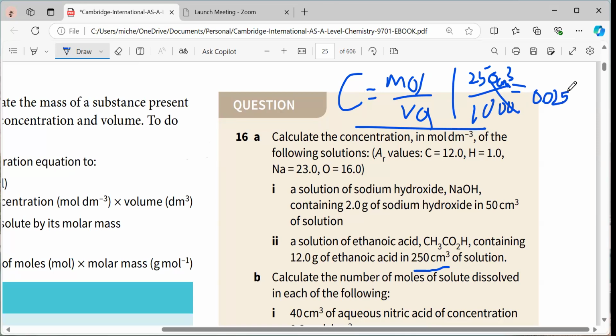So we get 0.025, right? Okay, hold on a second. I think I got this wrong. Okay, I'm sorry, we don't need an additional zero. I miscalculated. So it's supposed to be 0.25 decimeter cube. So we define the volume. Now we only need to find the mole.